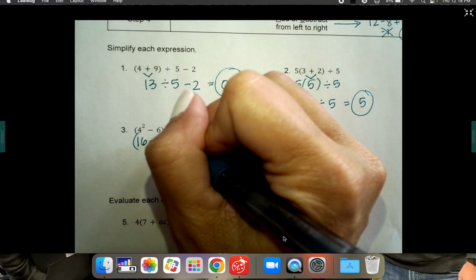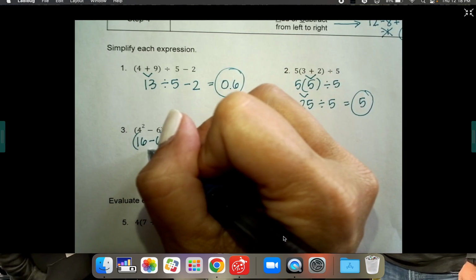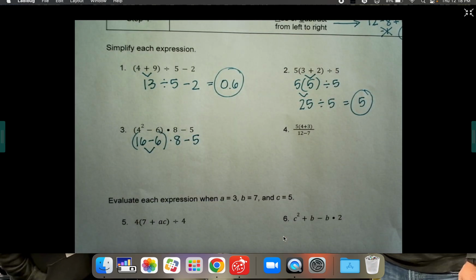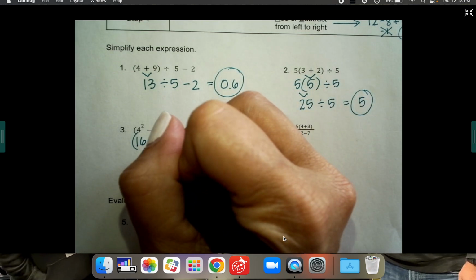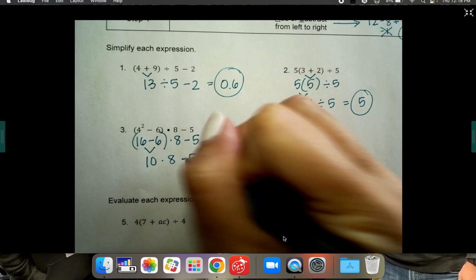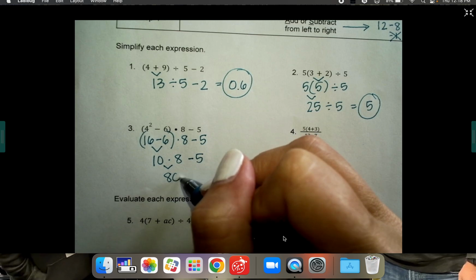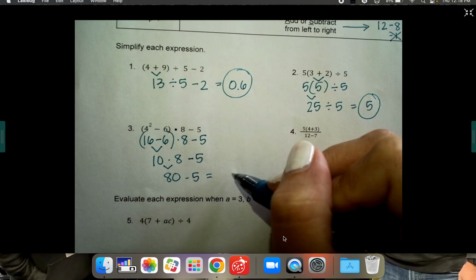And then we're going to subtract 6 from it, and then we're going to multiply by 8, and then we're going to subtract 5. So 16 minus 6 is 10, times 8 minus 5. Oops, that's a minus 5. 10 times 8 is 80. 80 minus 5 is 75.